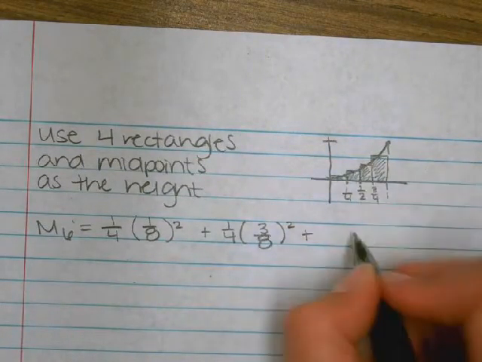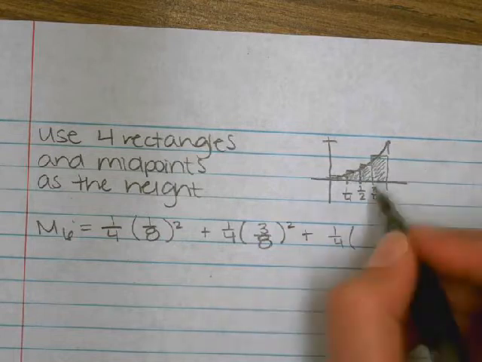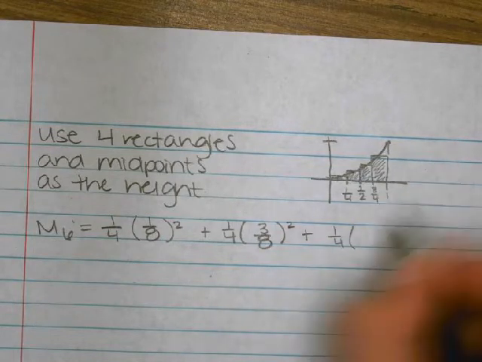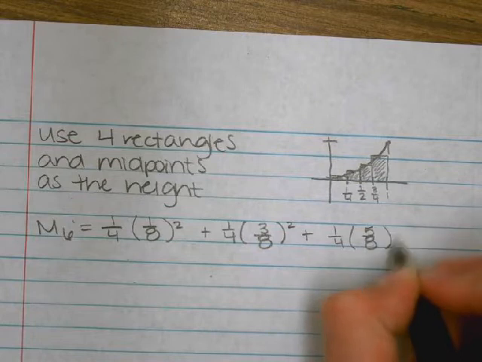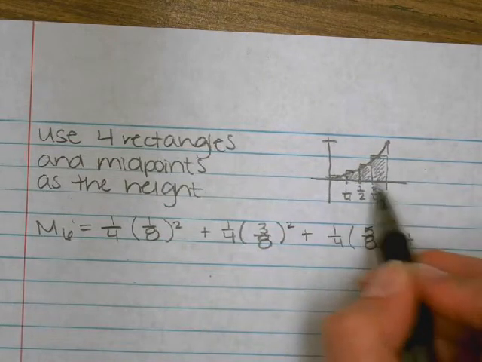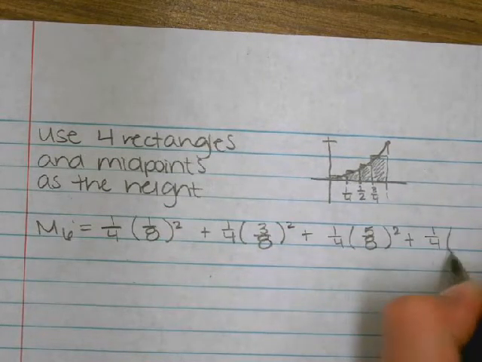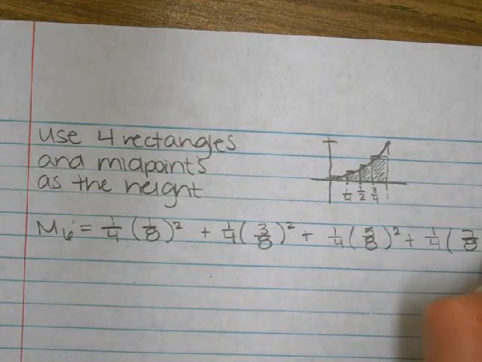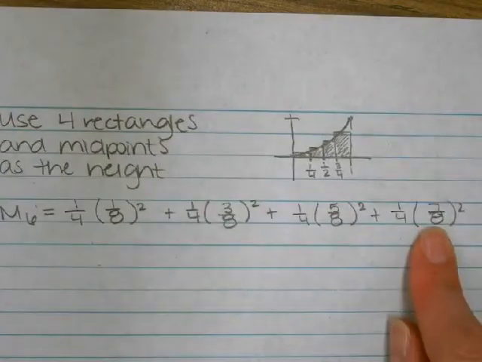The third rectangle is still a width of 1/4. And this one is going to be 5/8. And then the last one, the width is still 1/4, and the height would be what you get when you plug in 7/8.